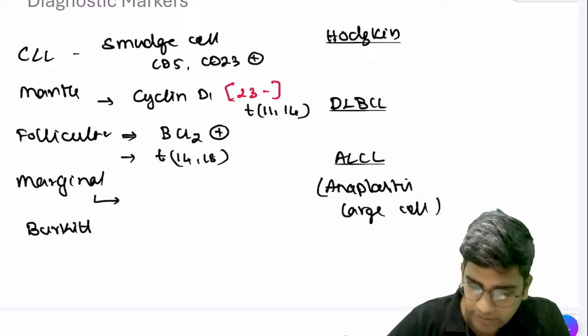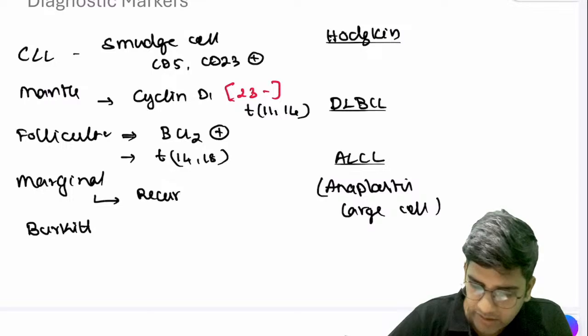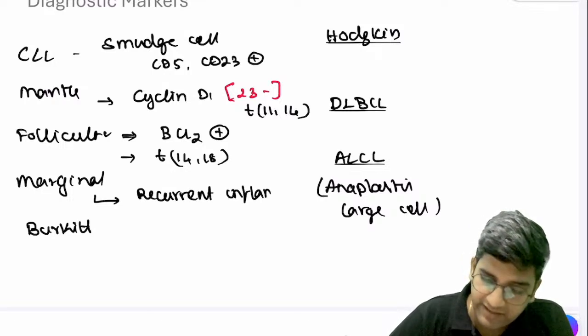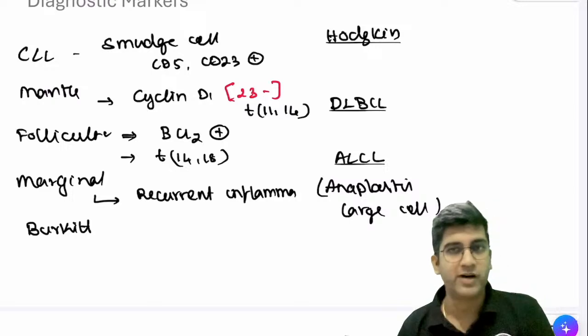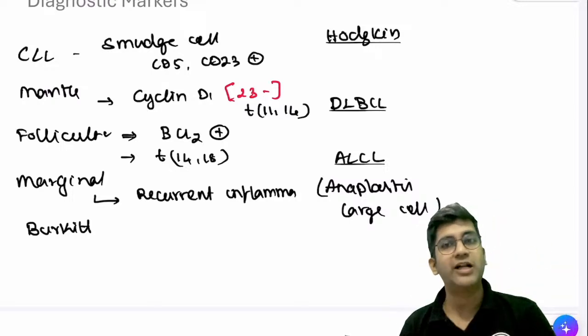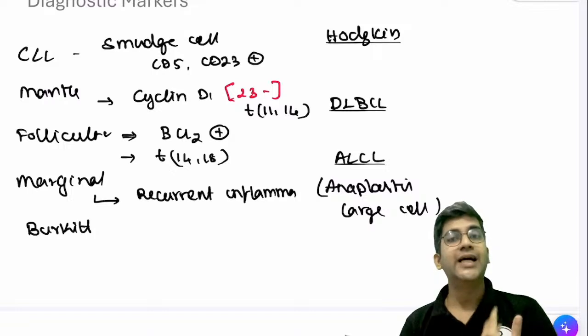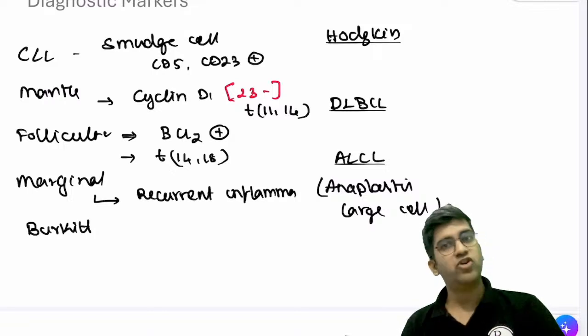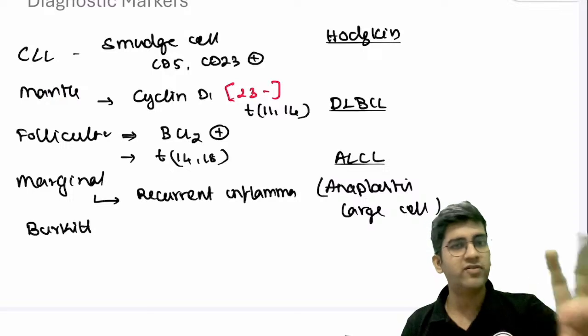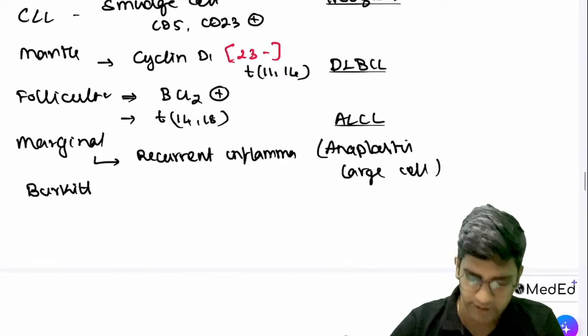Marginal: you'll have recurrent inflammation. Whenever there's recurrent inflammation in the history, think of marginal. Like recurrent thyroiditis can cause thyroid MALTomas or marginal zone lymphomas. Recurrent chronic gastritis can cause gastric MALTomas or gastric marginal zone lymphomas, right? Any recurrent inflammation is marginal or MALToma.